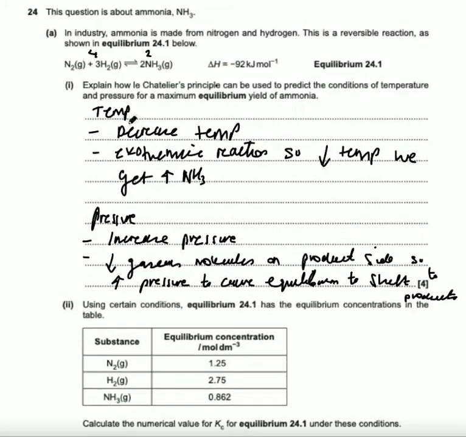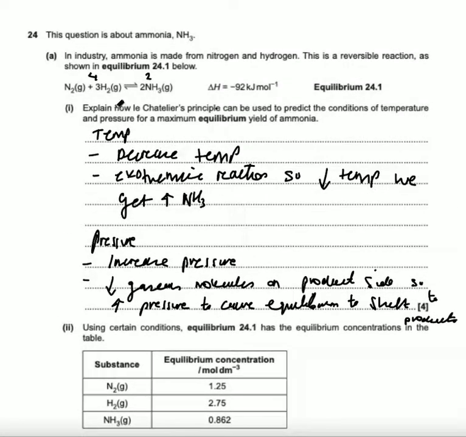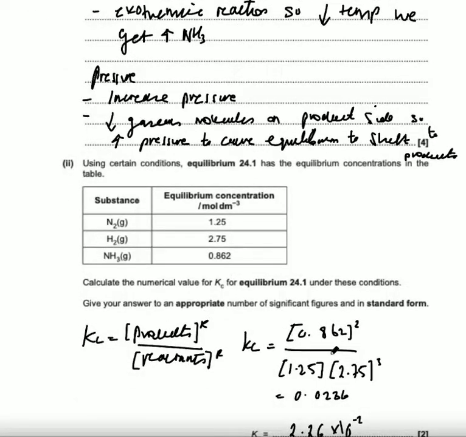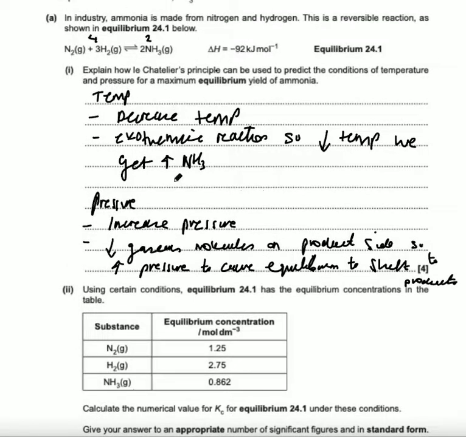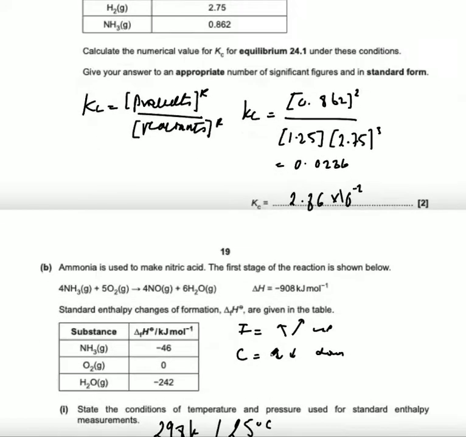Now the reactants, it's nitrogen and hydrogen. The nitrogen was 1.25 with a ratio of 1, so I don't write anything outside the bracket. And hydrogen, we have 2.75 as written over here, but with a ratio of 3, so I write 3 outside the bracket. So if I plug this into a calculator, it will give me 0.0286. I convert it to standard form by jumping 2 spaces, so I get 2.86, and of course because we jumped 2 spaces, we're going to put minus 2.